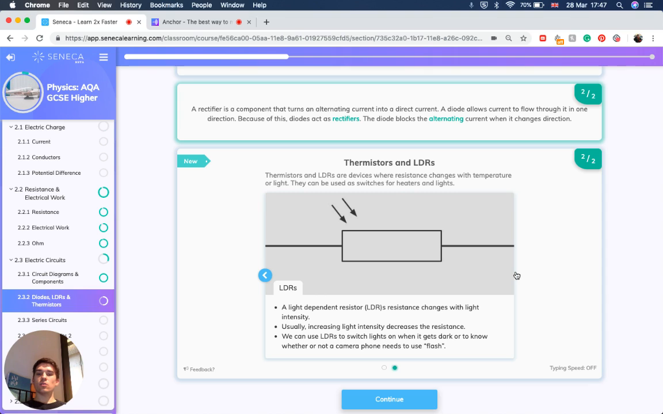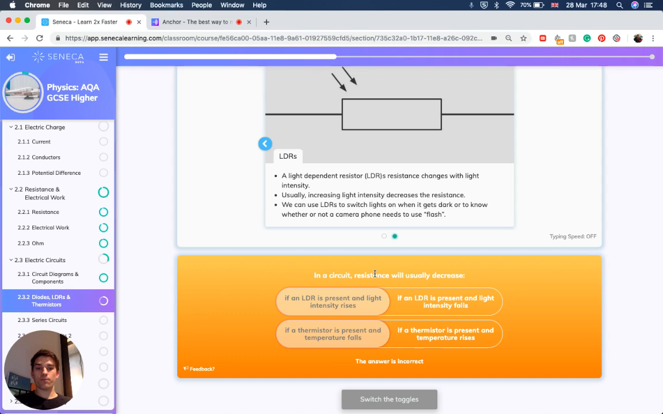An LDR, or light-dependent resistor, is a component whose resistance changes with light intensity. So usually increasing light intensity decreases the resistance of an LDR. We can use LDRs to switch lights on and off when it gets dark, or to know whether or not a camera phone needs to use a flash. So if you think about lights that come on, like street lights that come on at night, they will use LDRs to know when to come on.